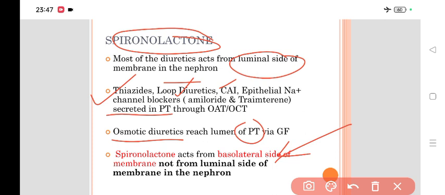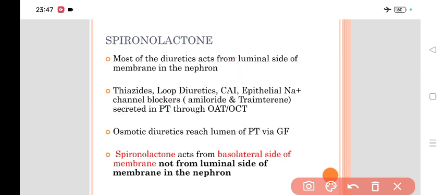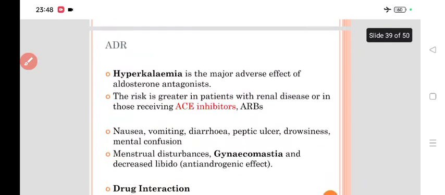But spironolactone acts from the basolateral side of the membrane, not from the luminal side of the membrane. So please remember that.